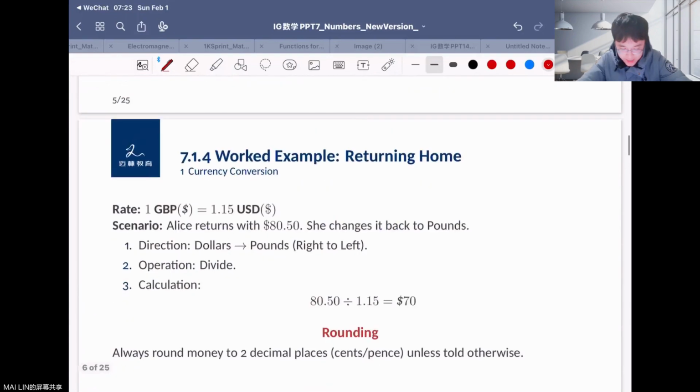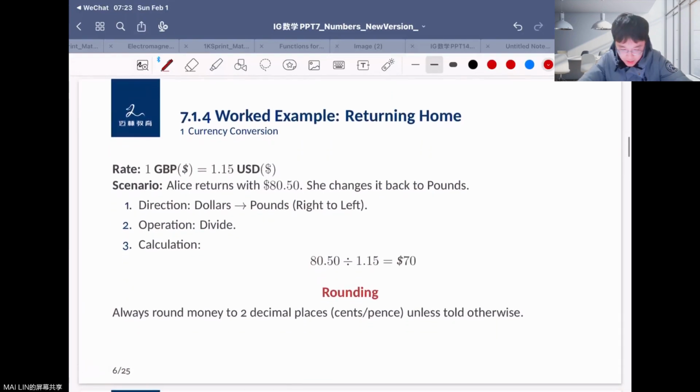Here's another example. If you want to exchange $80.5 for pounds, you can say you have $80.5 in US dollars, and you divide by 1.15. That gives the value in GBP, which is £70. So £70 is the exchange of $80.5 US dollars. That is the exchange.